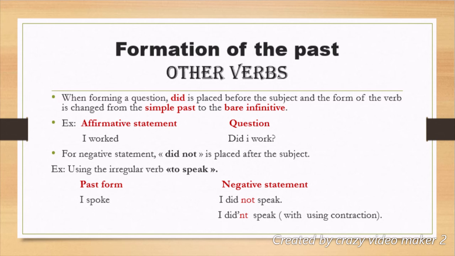For negative statements, did not is placed after the subject. This is for negative statements. I spoke, I didn't speak, or I did not speak. We have the subject followed by did, not, and then we continue with speak.